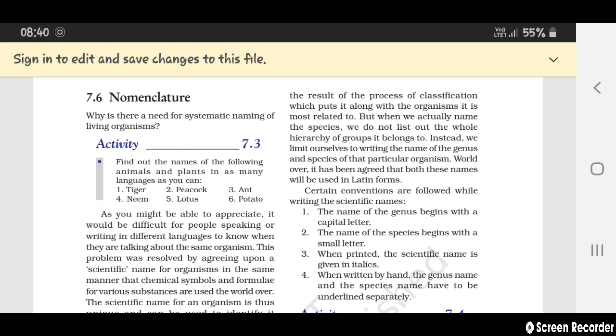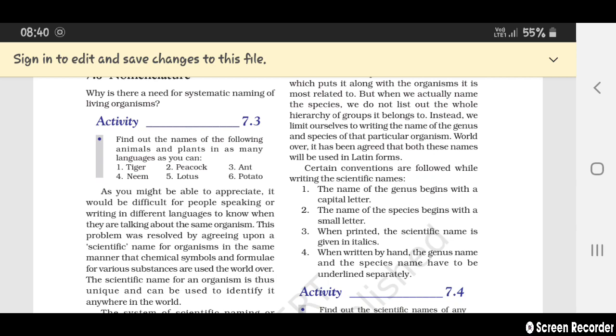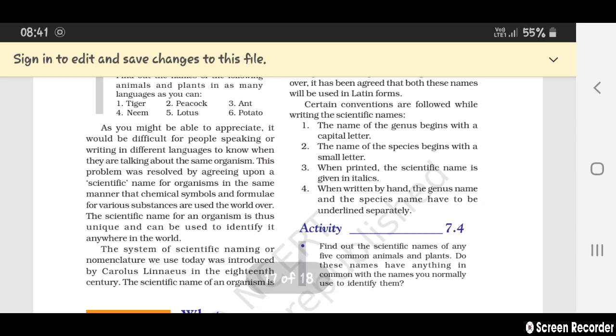So this problem was resolved by agreeing upon a scientific name of an organism, in the same manner as the chemical symbols and formulae for various substances that are used all over the world. The scientists thought that we can make a scientific name for the organism, as there are chemical names like carbon, Ca, Mg, magnesium. Scientists and people agreed. The scientific name for substances is used worldwide. The scientific name for the organism is thus unique and can be used to identify it anywhere in the world.